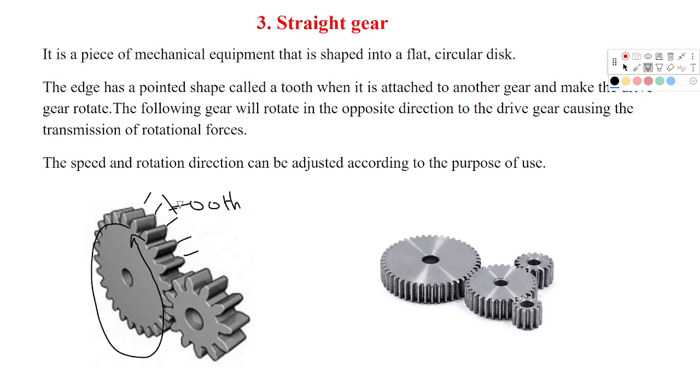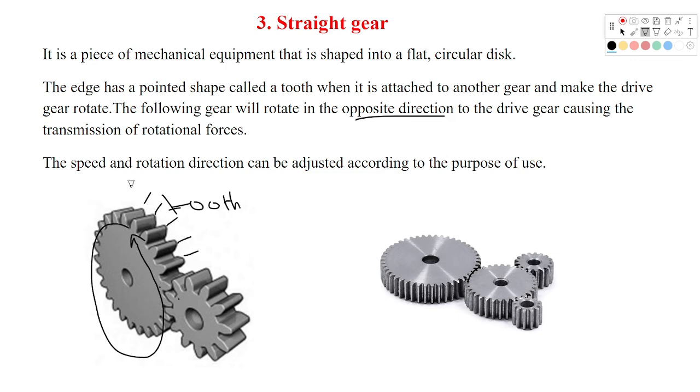So we call them the tooth, these ones over here. The edge has a pointed shape called the tooth. When it is attached to another gear, like the way it's happening here, it makes the drive gear rotate. So when you attach it to another gear like this, these are two gears, you touch them together and now they start rotating in an opposite direction.